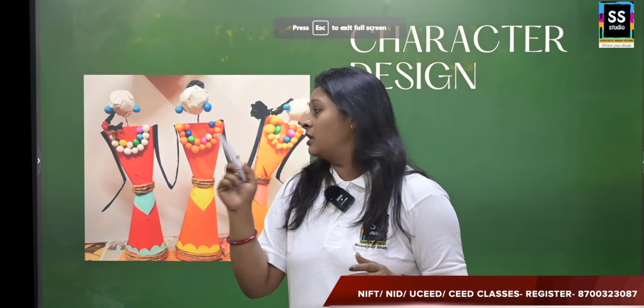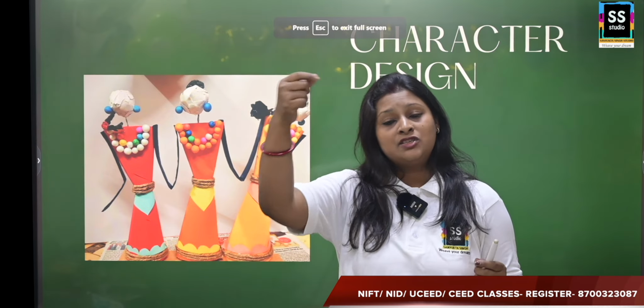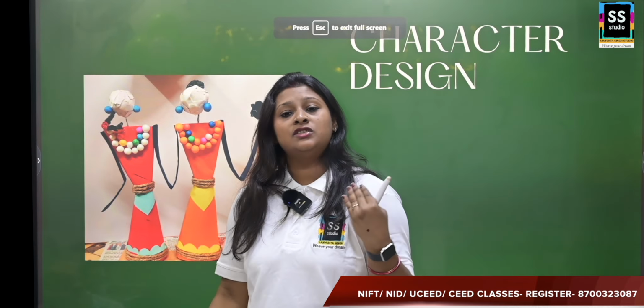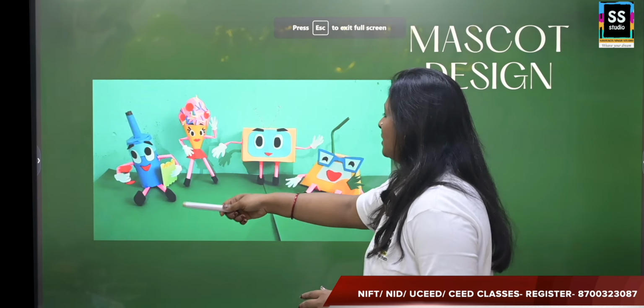For the jewelry part, thermocol balls have been used. You can also cut the thermocol balls and insert a wire through them, and through this you can manipulate that very material. Moving on, you can see the mascots.